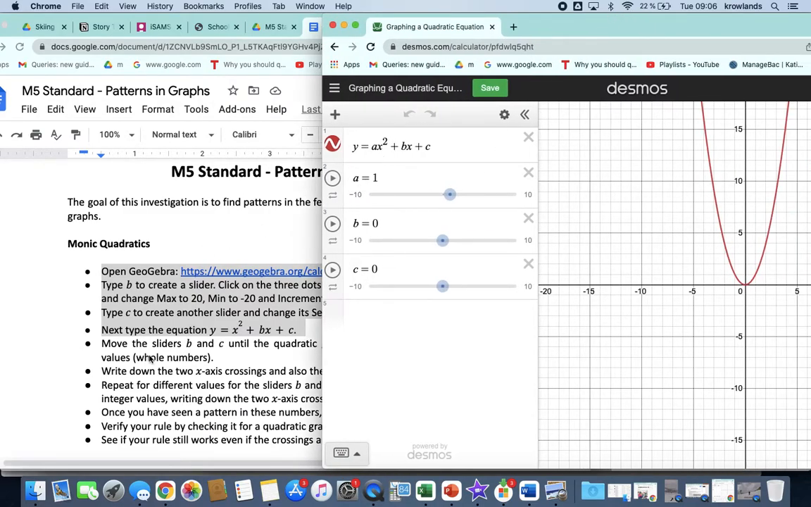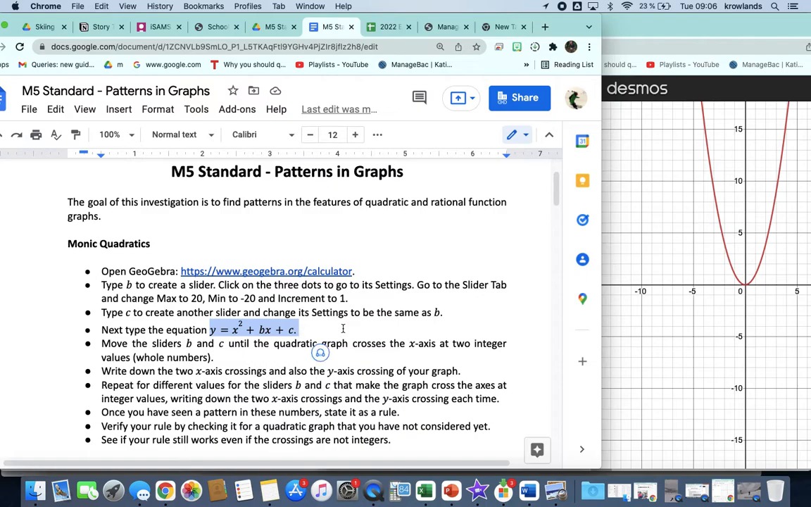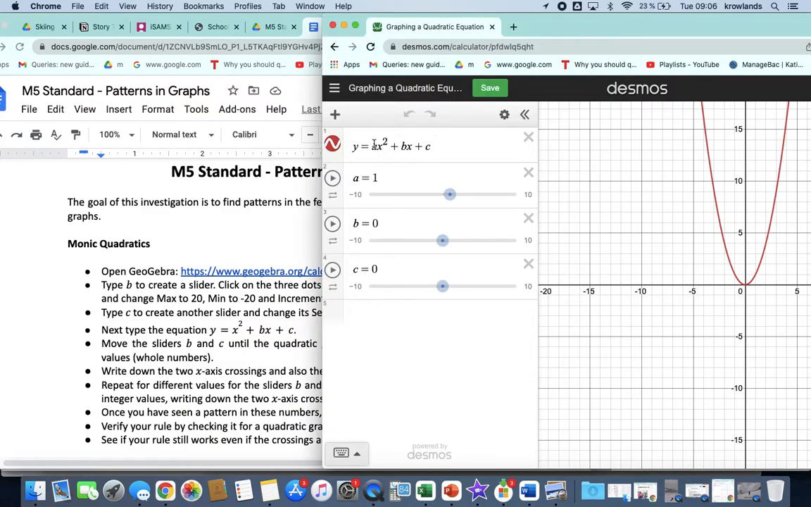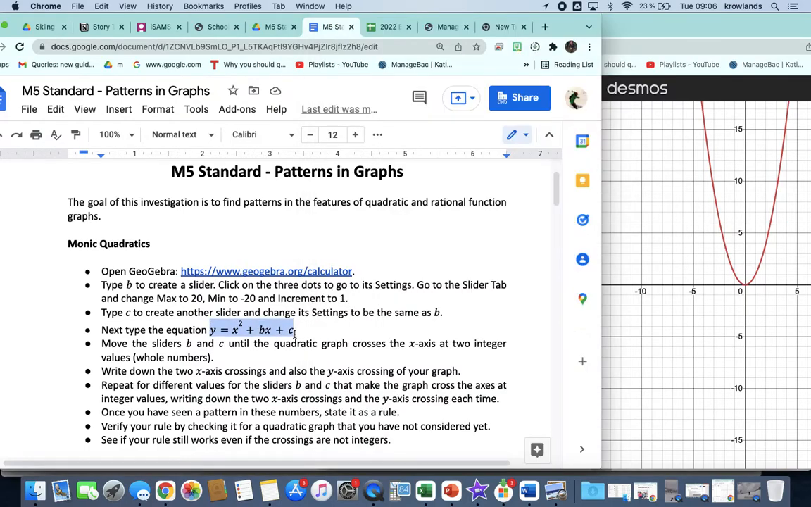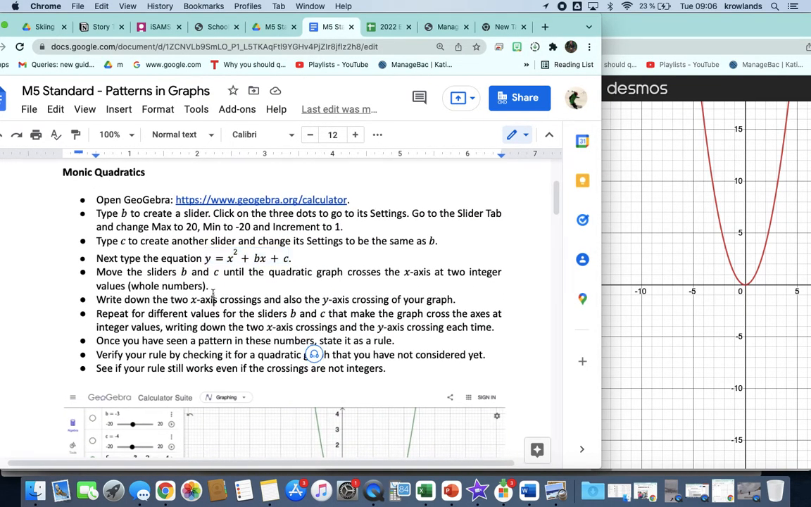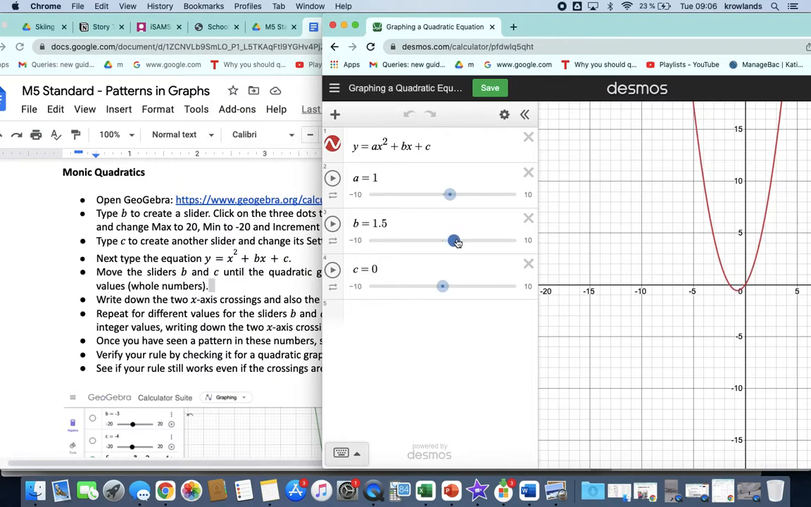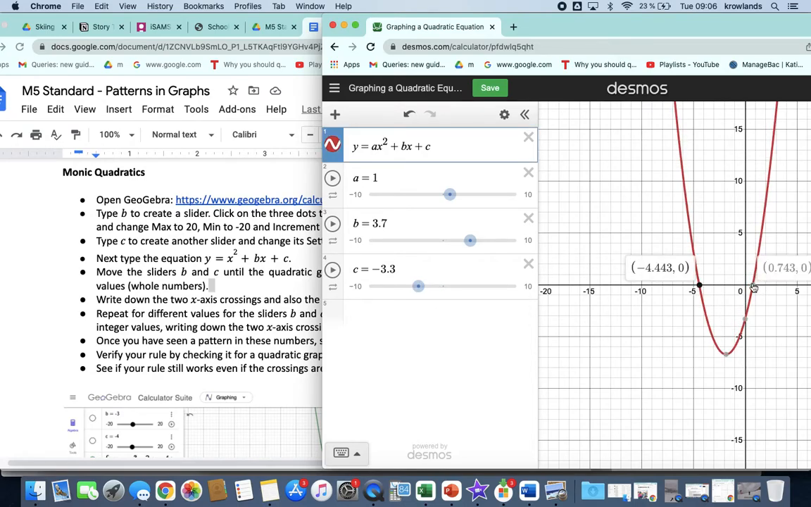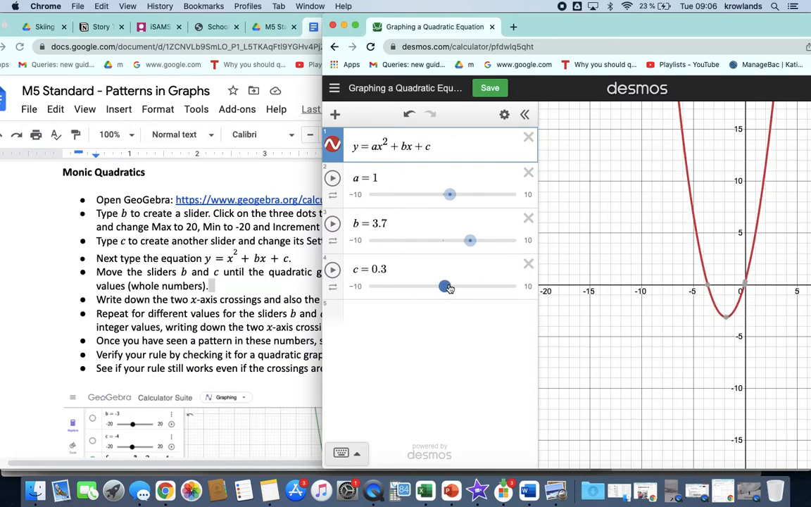Now, here it says y equals x squared plus bx plus c. Have a think about what we need to remove, which letter from here in order to make this the same. The first step says to move the sliders b and c until the quadratic graph crosses the axes at 2 integer values. So we're going to move b and we're going to move c. And you can see it's not crossing at an integer value, but you need to continue moving this until it crosses at an exact number.